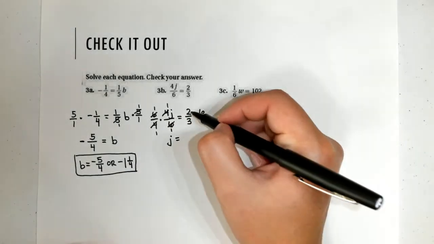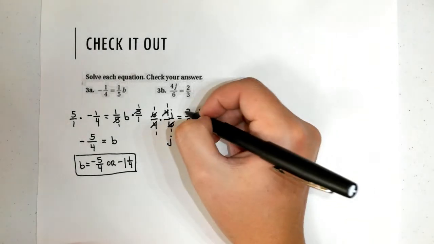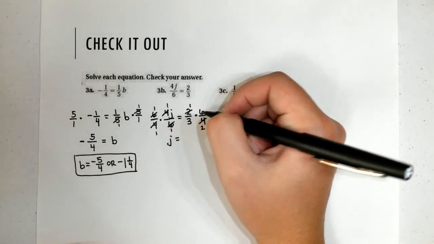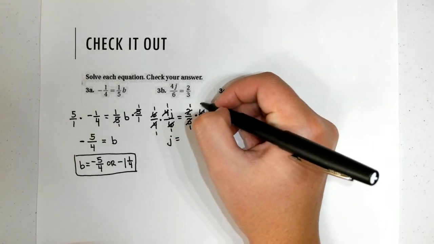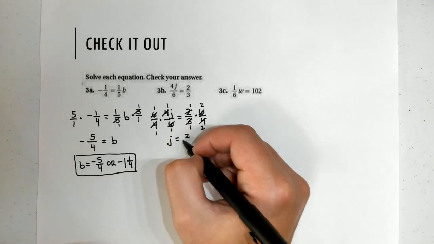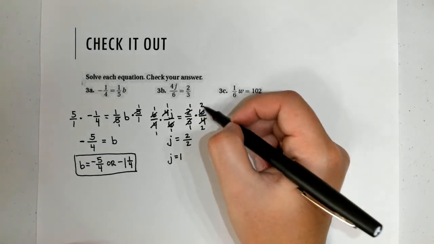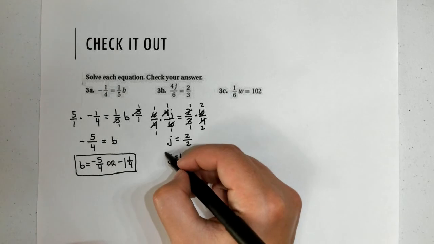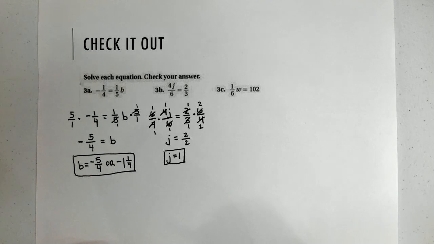Right-hand side, 2 and 4 are both divisible by 2. 2 divided by 2 is 1. 4 divided by 2 is 2. 3 and 6 are divisible by 3. 3 divided by 3 is 1. 6 divided by 3 is 2. And 1 times 2 is 2. 1 times 2 is 2. 2 over 2 equals 1. Okay, and you could have recognized that right away and simplified there, but I like to multiply and then just simplify one more time so I don't get confused. So for B, J equals 1.